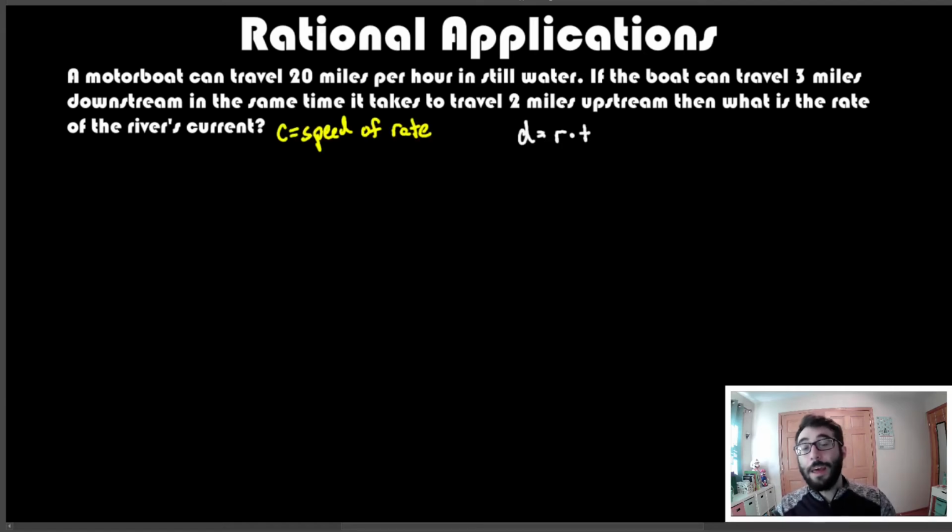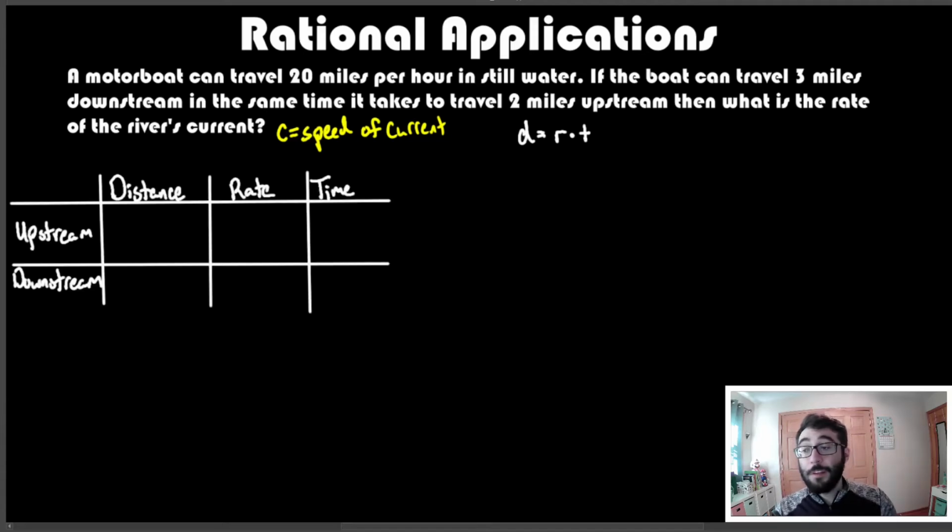So I'm going to say c is equal to the speed of the river's current. Let me fix that. There we go. Got it fixed. Now, once again, distance is equal to rate times time, and we're being given information such as that, so we should probably set up a table.